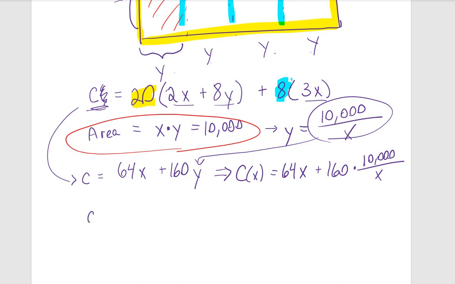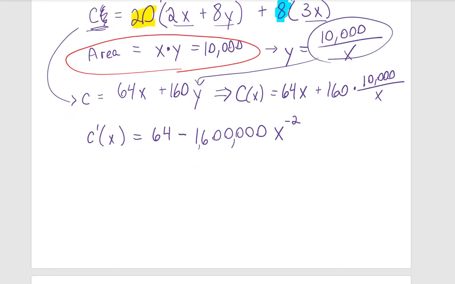Awesome, now I need to take the derivative, which is going to give me 64. Well, that's actually going to be a minus. Minus, and then this is going to be 160 times 10,000, so 1, 6, and then 1, 2, 3, 4, 5 zeros, times x to the negative 2. Okay, so I need to move that negative 64 over.